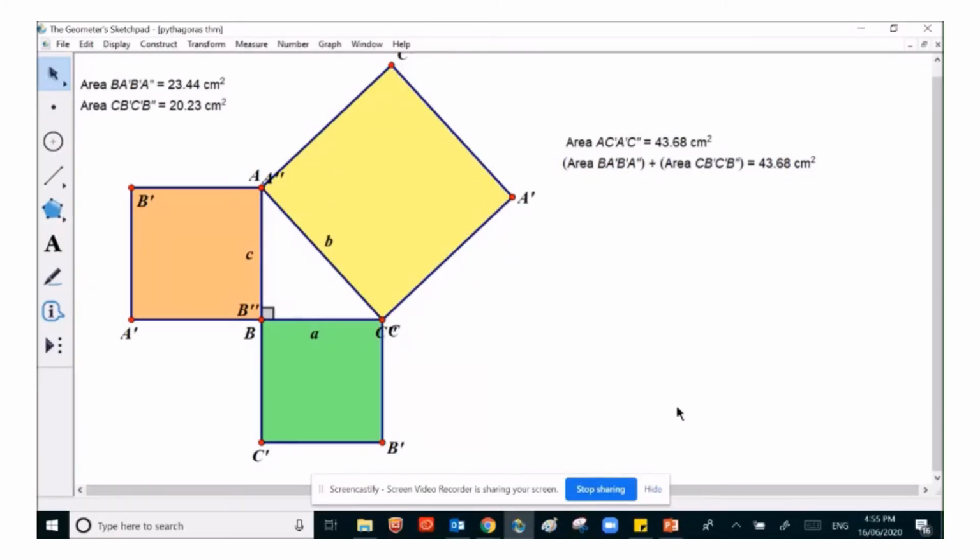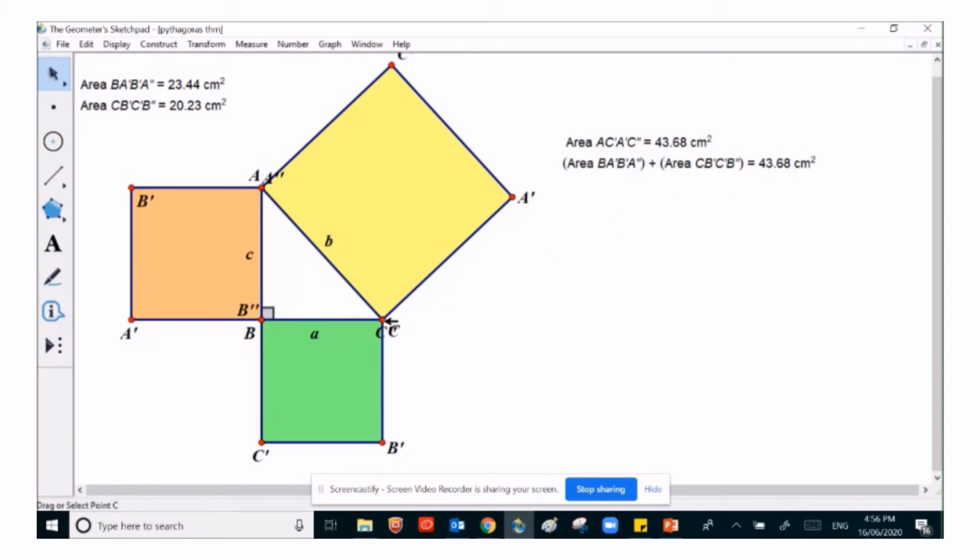So here I've got a demonstration of Pythagoras' theorem. This is using a software package called GSP. And here we've got a right-angled triangle that I've drawn up. And on each of the sides, I've constructed a square. And then we've used the program to measure the area of the square. So this here, area B, A dash, B dash, A double dash, is this area here. And this one here is this green area. And then finally, the area on the hypotenuse is over here. And then what I've done is added the two smaller areas together. And you can see that I get the same number.